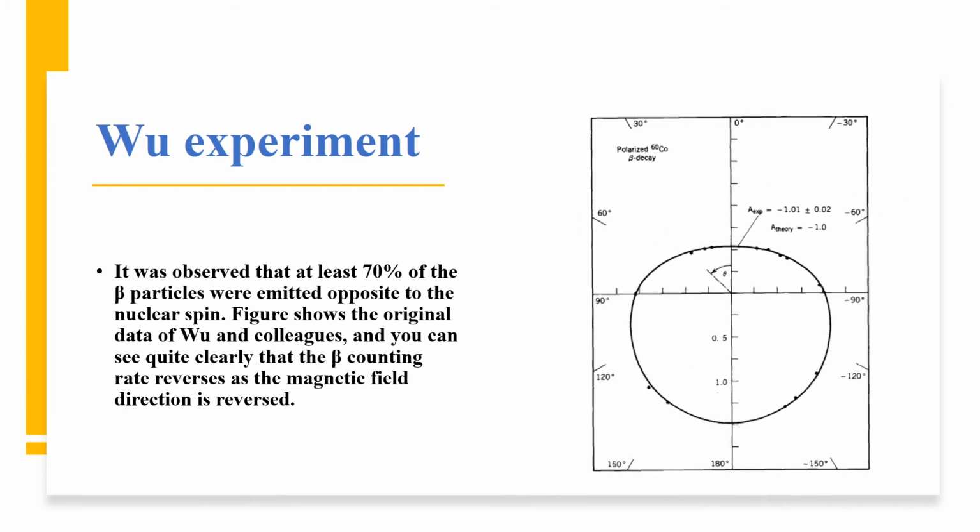Ma'am asked me what is the meaning of polarized cobalt beta decay. Polarized means that they applied a magnetic field and the spin of the cobalt-60 was aligned with that magnetic field. So this is what is meant by polarized.